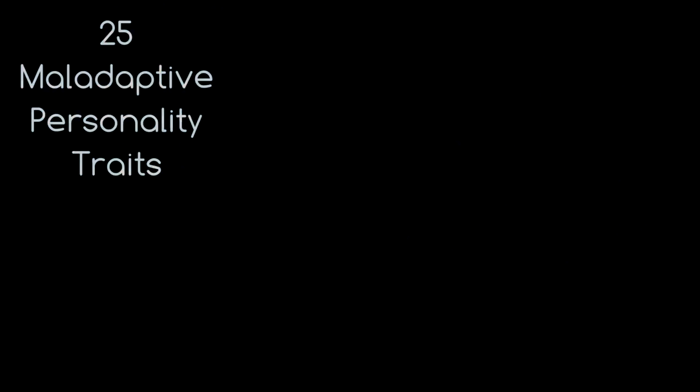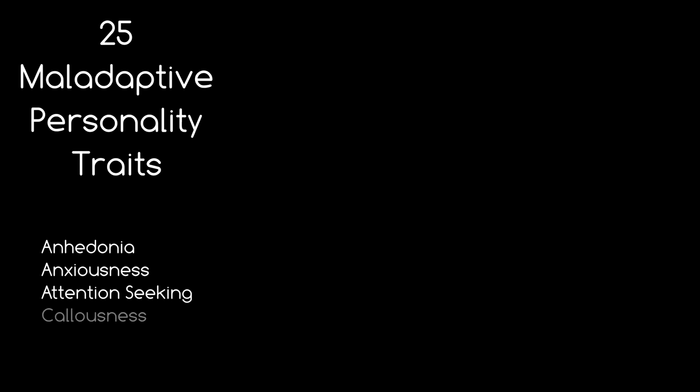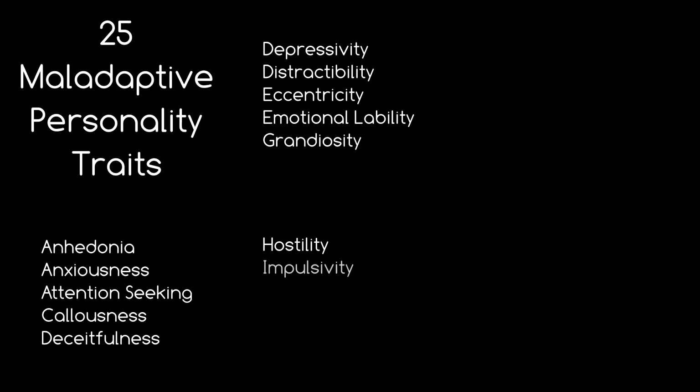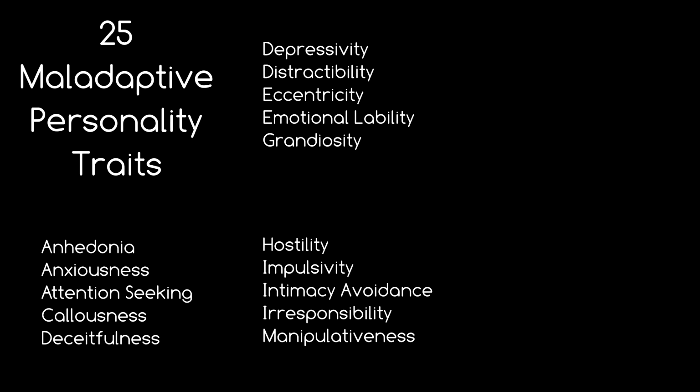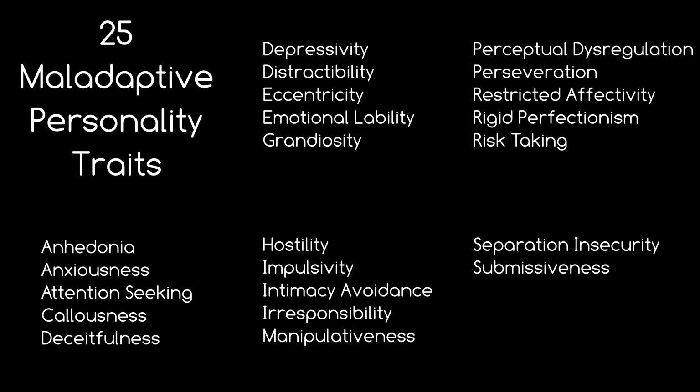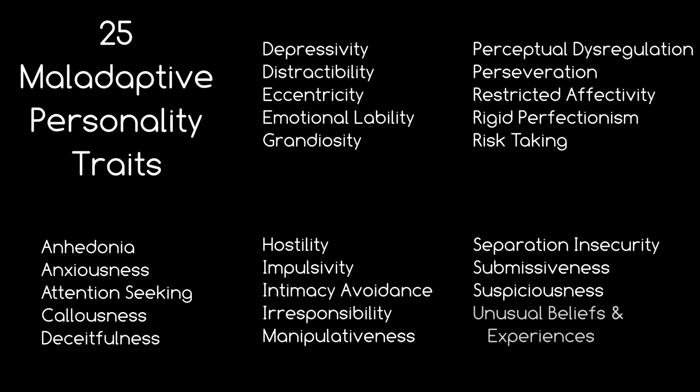The 25 maladaptive personality traits are: Anhedonia, Anxiousness, Attention-seeking, Callousness, Deceitfulness, Depressivity, Distractibility, Eccentricity, Emotional Lability, Grandiosity, Hostility, Impulsivity, Intimacy Avoidance, Irresponsibility, Manipulativeness, Perceptual Dysregulation, Perseveration, Restricted Affectivity, Rigid Perfectionism, Risk-taking, Separation Insecurity, Submissiveness, Suspiciousness, Unusual Beliefs and Experiences, and Withdrawal.